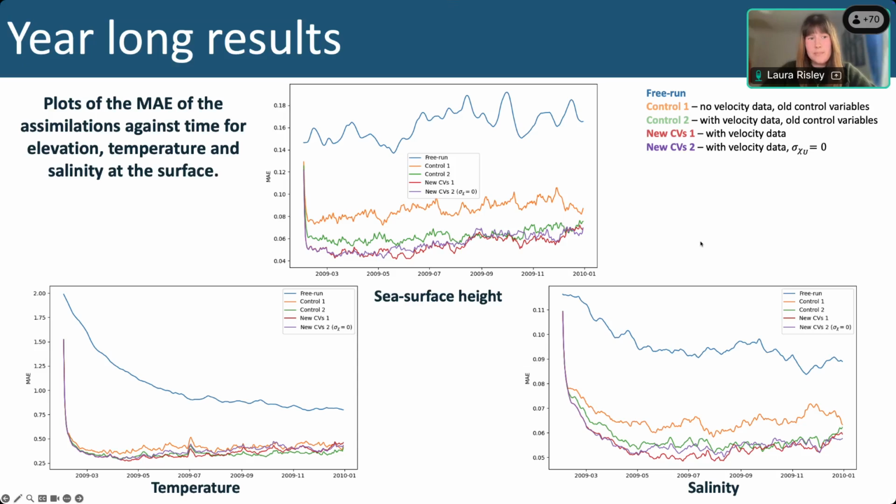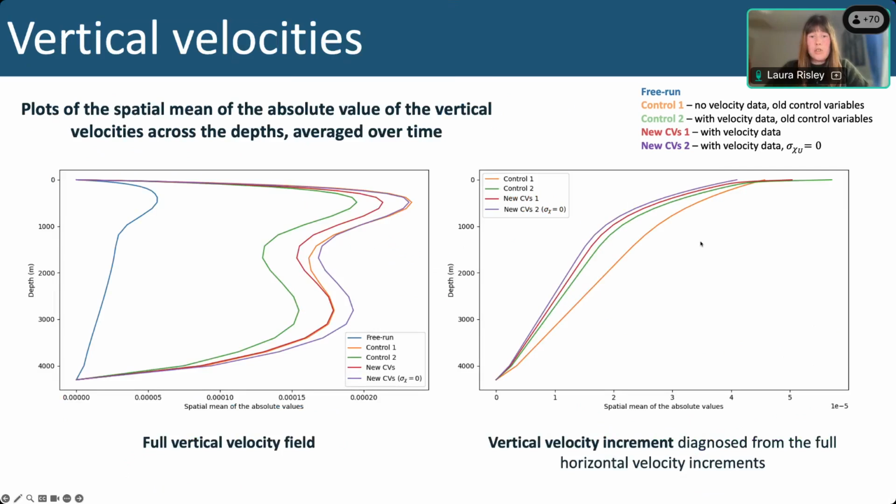considerable promise. It's worth noting at this point that we did not perform extensive tuning of the background error statistics, and so all these improvements that I'm showing in these slides, we could only hope for an even further improvement if we were able to perform more refined tuning of the background error statistics. So our new control variables look like they're making a positive impact, but we can definitely say that the velocity observations are improving things. So the next question is, do our new control variables help with these vertical motions?